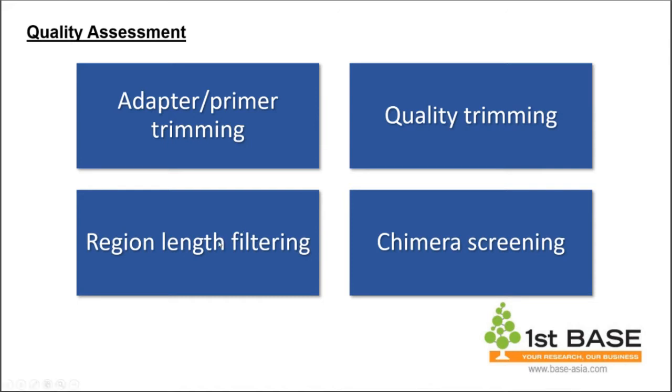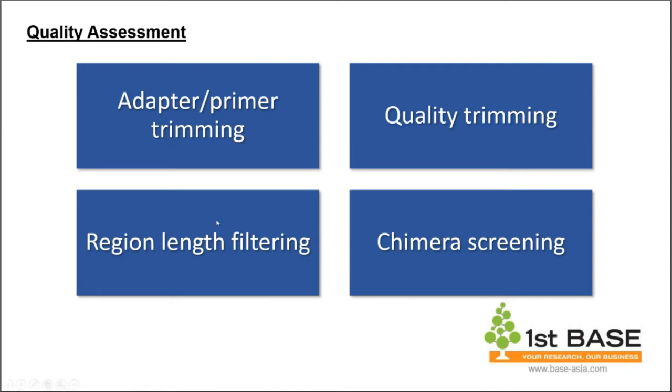The next one is the region length filtering, meaning that we want to focus only on the length of the region that we have targeted. So we know that, for example, the 16S V3V4 length is around 460 base pairs. So we will filter out any length that is lower or higher than that, so that we can focus only on this region.